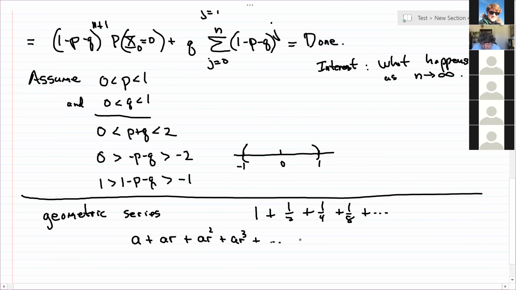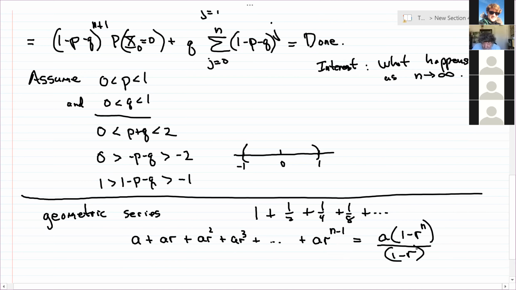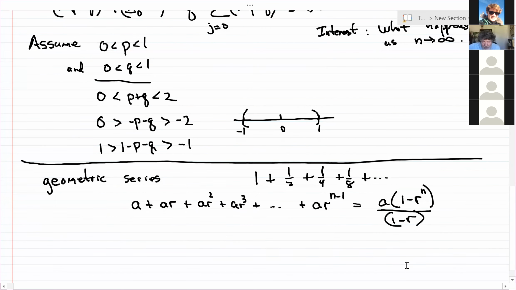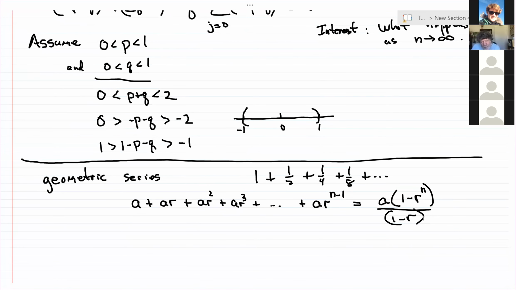And typically they stop, say at this point, because if I go up to the nth power in my first power, then I'll actually have n terms. And the formula for this is equal to a times 1 minus r to the n, all over 1 minus r.